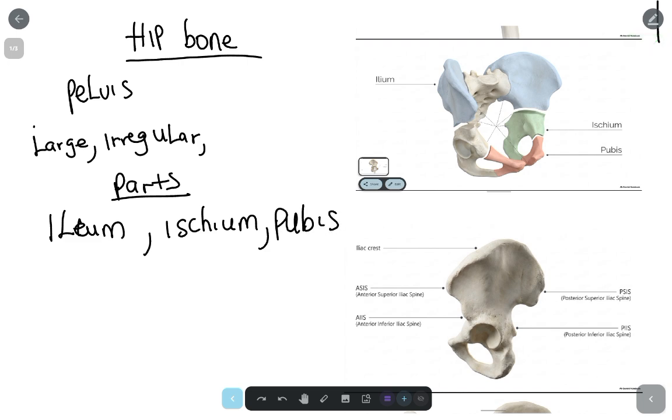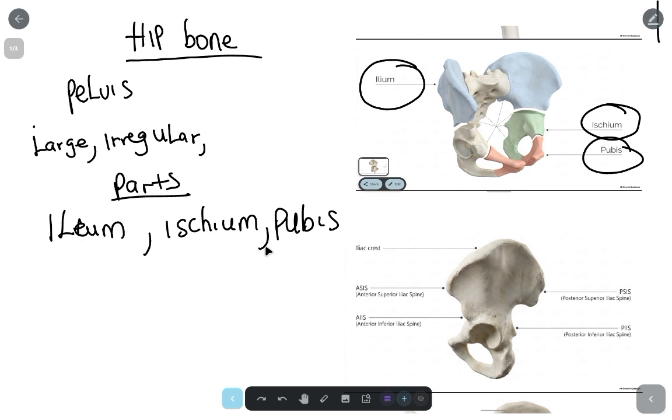So the first part of the hip bone is the ilium, and take a look at the ilium. The second part of the hip bone is the ischium, and this is the ischium. And the third part of the hip bone is the pubis, and this is the pubis. So let's take them individually.